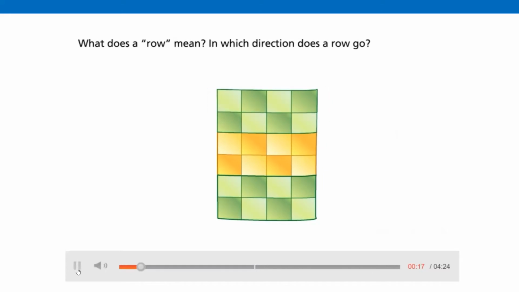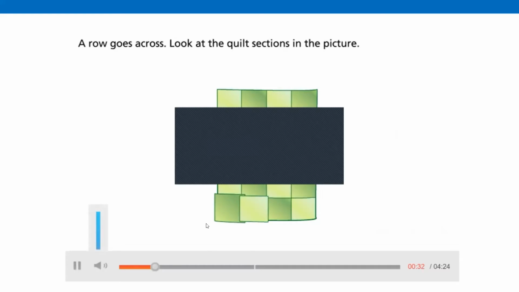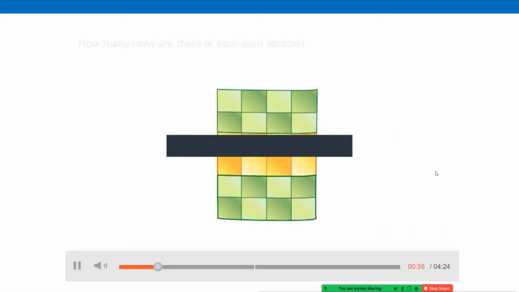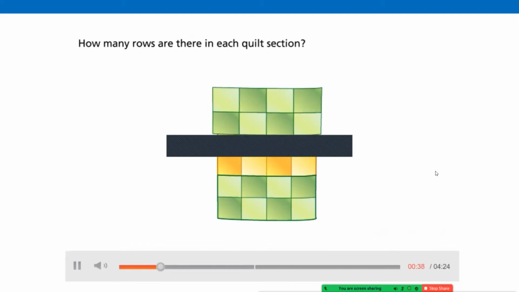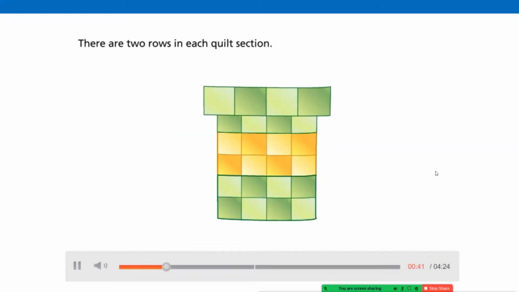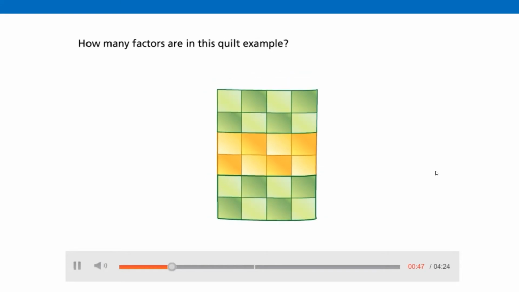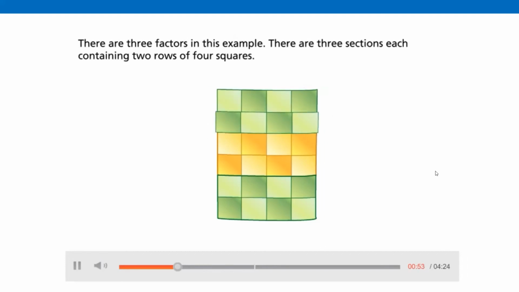What does a row mean? In which direction does a row go? A row goes across. Look at the quilt sections in the picture. How many rows are there in each quilt section? There are 2 rows in each quilt section. How many factors are in this quilt example? There are 3 factors in this example. There are 3 sections, each containing 2 rows of 4 squares.